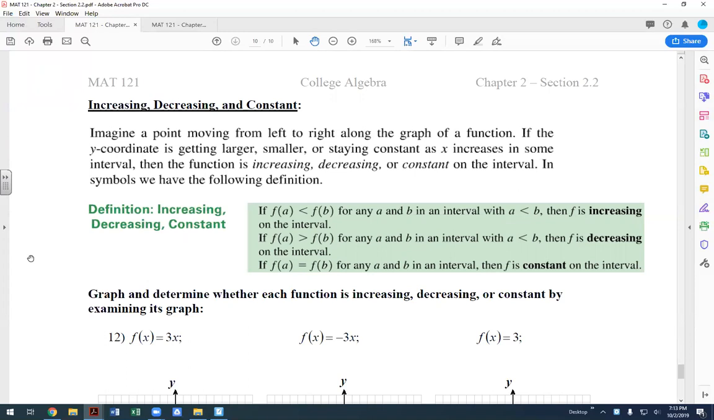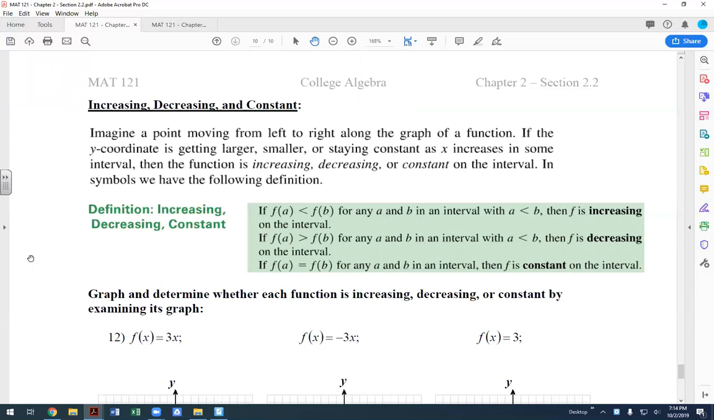Now, the way they are defining this, they're talking in terms of interval, but as you're going from left to right on your graph, the idea is if your y values are getting larger, then your function is increasing. If you're going from left to right and your y values start getting smaller, your function is decreasing. And if the y values stay the same, we say it's a constant function. You can see the definition here is using that same concept.